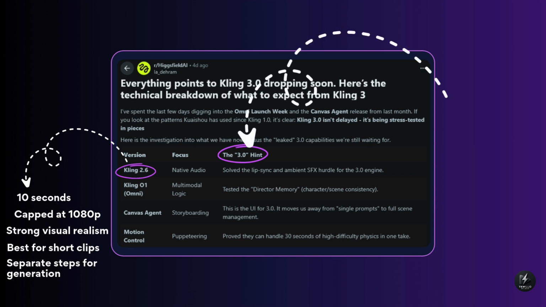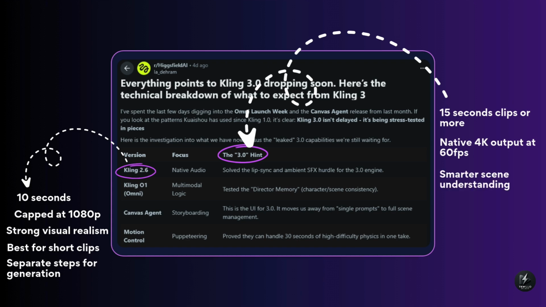Kling 3.0, what we're expecting. Clips pushing toward 15 seconds with better stability, native 4K at 60 frames per second, rumored, smarter scene understanding and continuity, better physics, fewer glitches, more unified workflow for multi-shot sequences. You can see why people are excited. This isn't just a small improvement. This could be a completely different tier of quality.